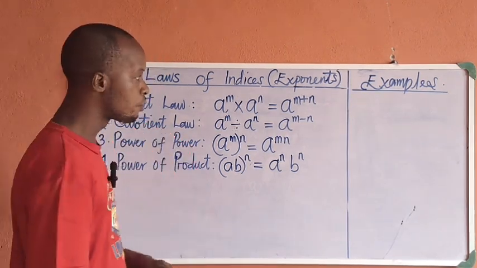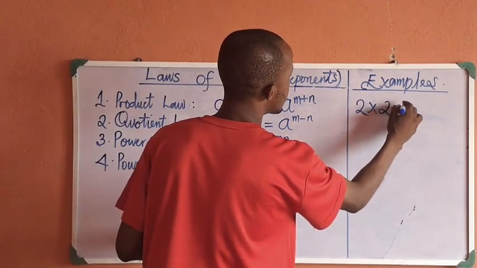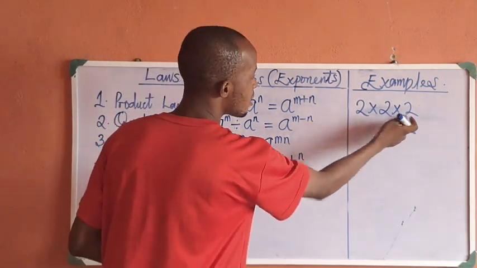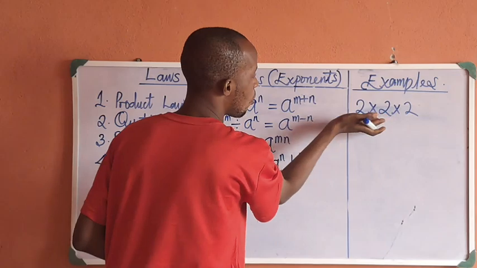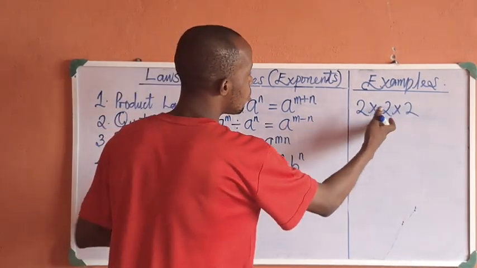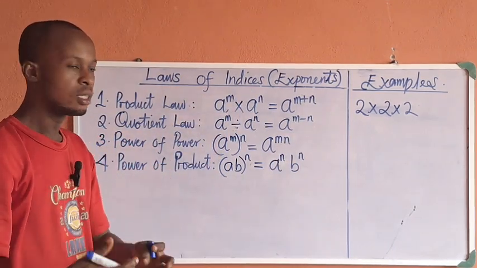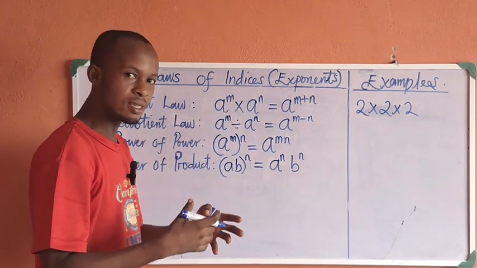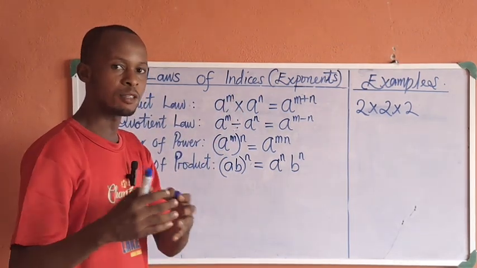Let's take, for example, 2 can be multiplied by itself in 3 places. This kind of statement is an expanded multiplication. This expanded multiplication can be written in index form. Index is the singular form of indices. We have the index as the singular and indices as plural.